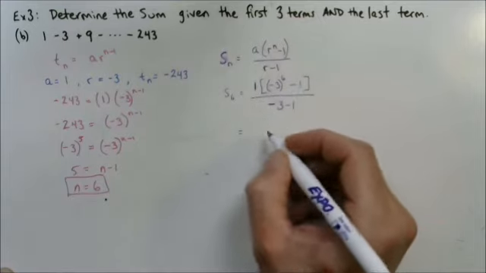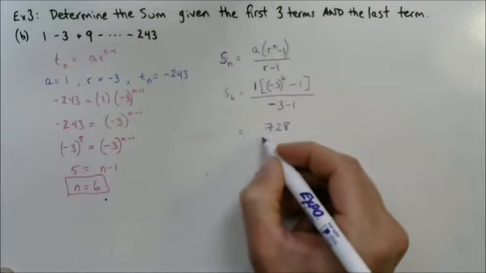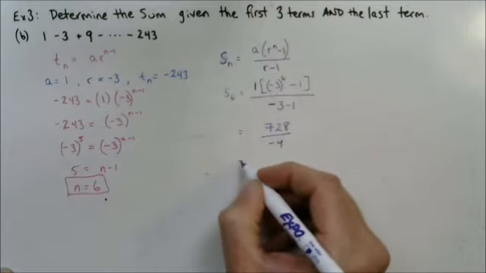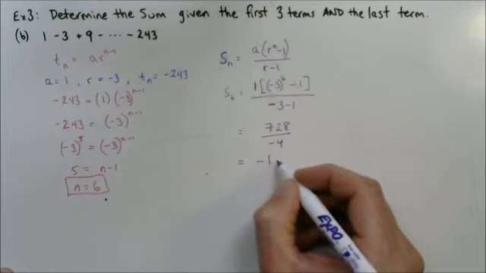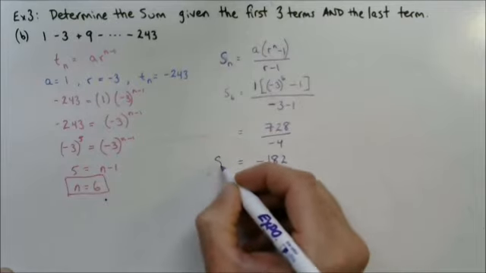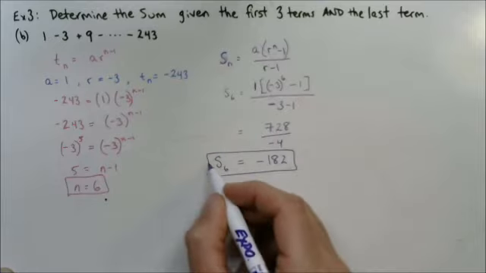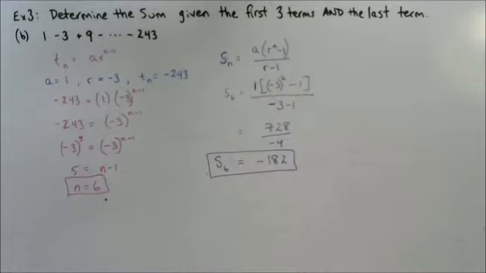729, take away 1 in the numerator gives me 728. In the denominator, we have negative 3 minus 1, that's negative 4. This reduces to negative 182. So the sum of the first 6 terms, I guess the sum of all of the terms in this series, because it only has 6 terms, is negative 182.